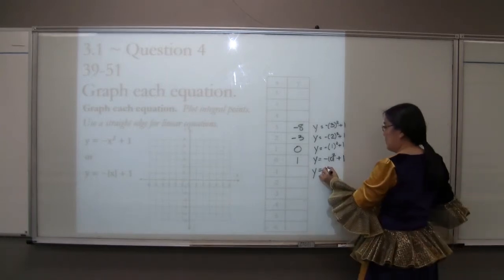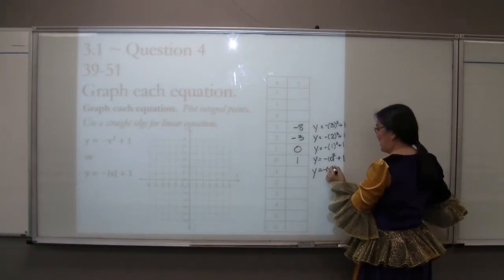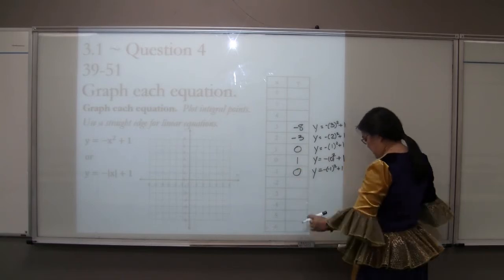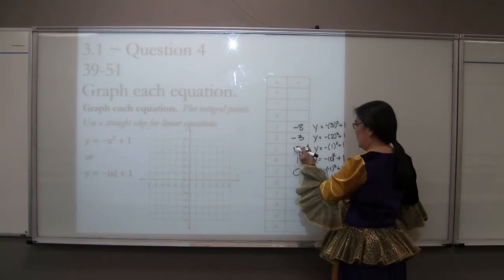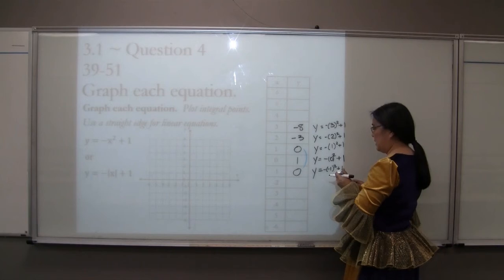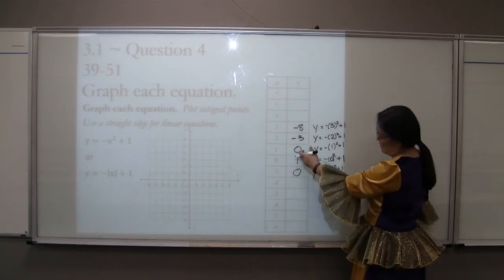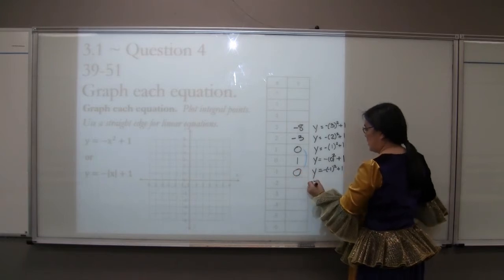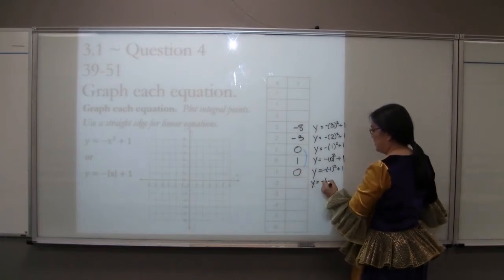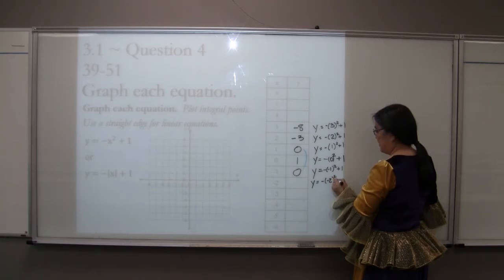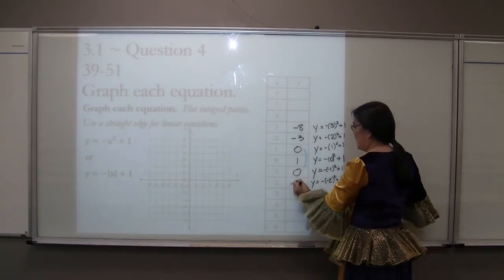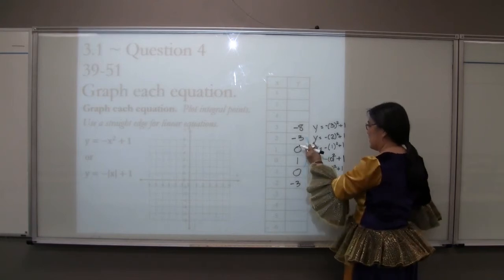Here we go. We are plugging in a negative 1. Exponents first, that's 1. Multiplication second, that's negative 1 plus 1 is 0. I see a pattern again. Ooh, there's patterns in math. Here, we have a little sideways happy face. That's 0 and that's 0. We're going to try another one. 4. Negative 4 plus 1 is negative 3. Oh my gosh, my pattern still works.